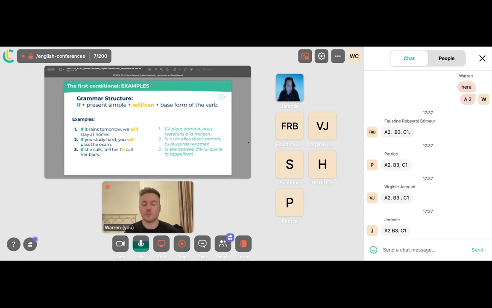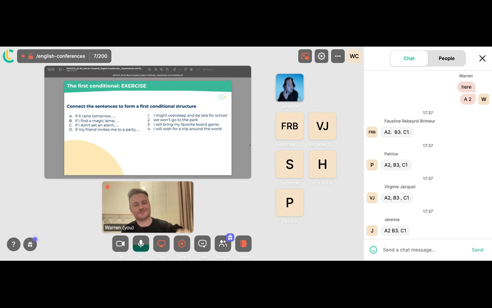If it rains tomorrow, we will stay at home. If you study hard, you will pass the exam. And if she calls, tell her I will call her back. Now notice here, we never use will or can in the if clause. Always separate, okay? If it rains tomorrow, we will stay at home. Will being in the second clause.